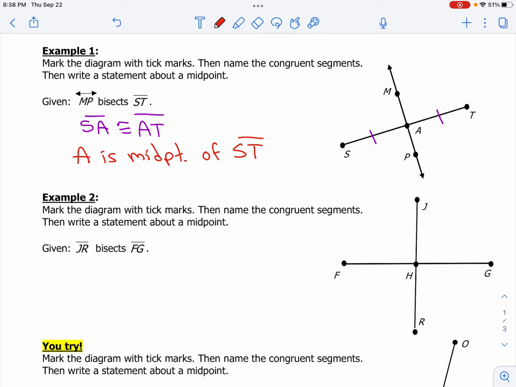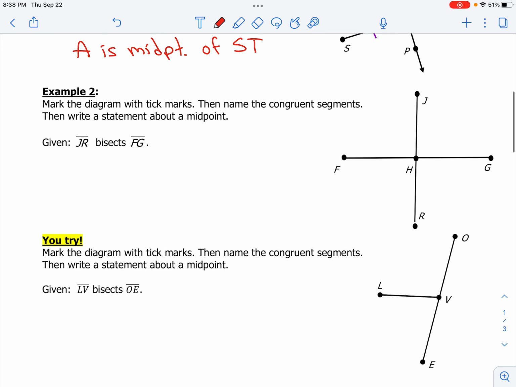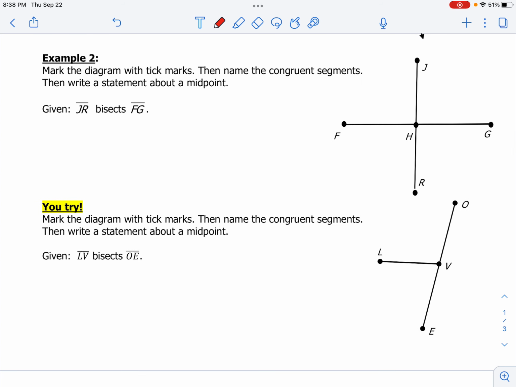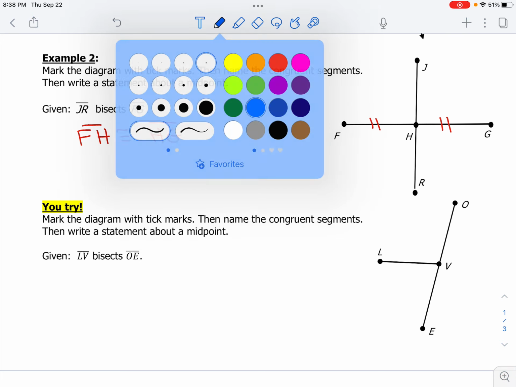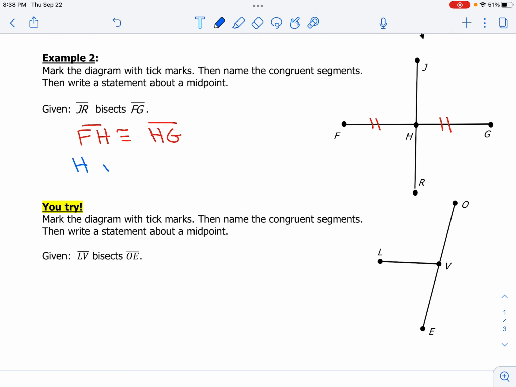Awesome. Let's try another one. Segment JR bisects segment FG. So here FG is receiving the action. So segment FG is the segment getting cut in half into two congruent segments. So segment FH is congruent to segment HG. And now that we have that labeled and written, we know that point H is the midpoint of segment FG.